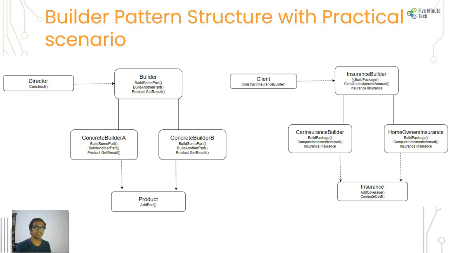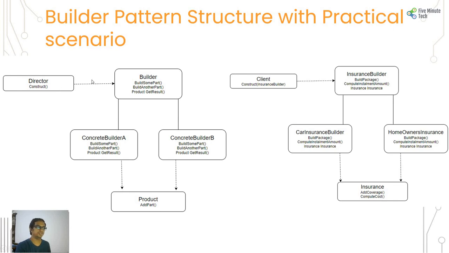If you see on the right hand side, we have a client which requests an insurance. So it constructs an insurance builder. The insurance builder builds packages and computes the installment amount, and the insurance is the object. There are the car insurance builder and the owner's insurance builder. The insurance builder does the same things, wherein it builds the package, computes the installment, and has that insurance object. Insurance itself is the product, which has add coverage and computes the cost.